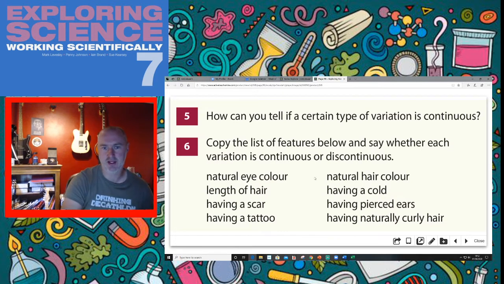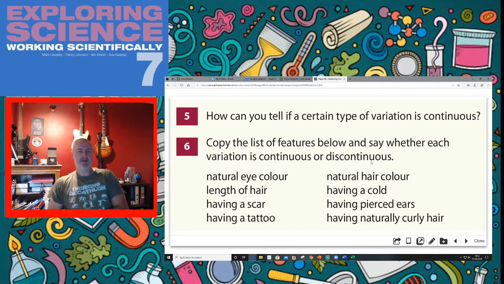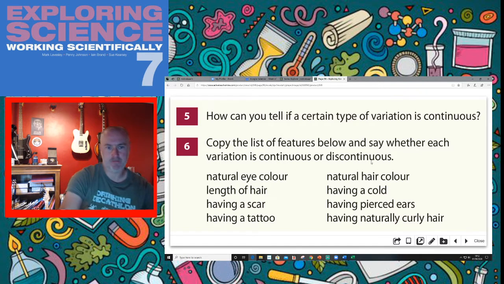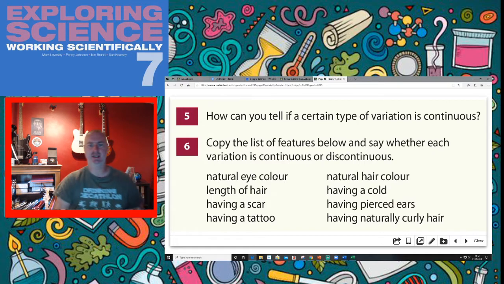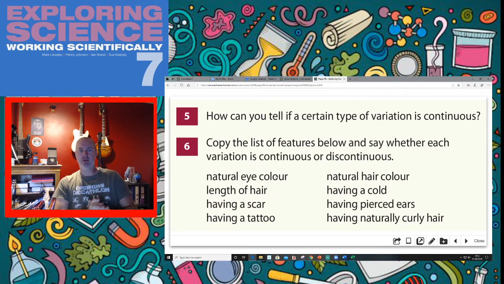but they weren't the key words that were on the learning objective. The key words were continuous or discontinuous. And I'm going to have to ask you to imagine we're in our little virtual classroom as I try and tell you the differences between these. Right. We'll start with natural eye colour. Is that an example of continuous or discontinuous? Well, how would we find that out?